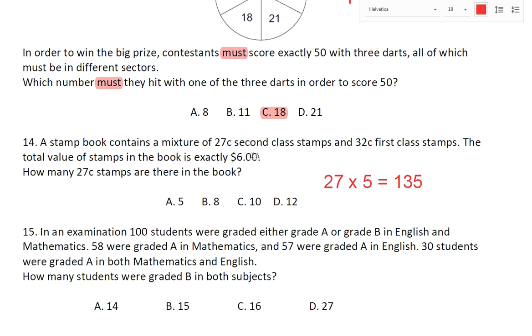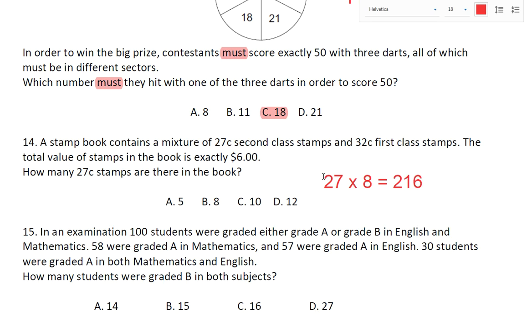600 being 600 cents, $6. 600 minus 135 is 465. It's not going to be divisible by 32. So the total minus the amount of 27-cent stamps will have to be divisible by 32 to give us an answer. Let's try 8. Let's try 27 times 8. A trick to finding something like this out: to times something by 8, you just double it 3 times. So you go 27, 54, 108, 216. That's 27 times 8, 216.